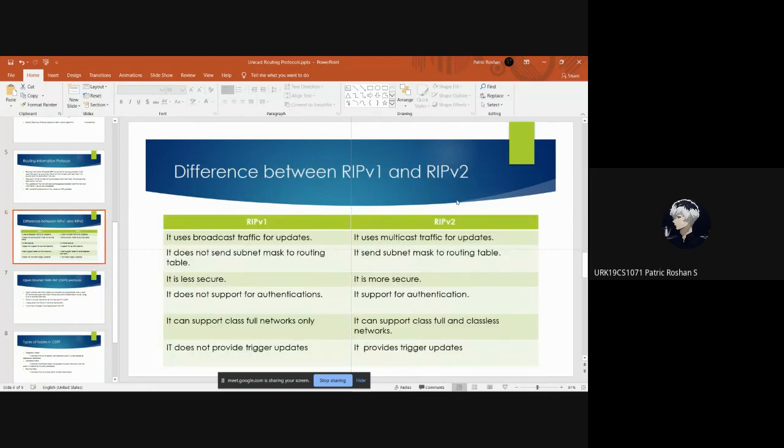Both are distance vector routing protocols, and both have the hop count limit as 15. So if it exceeds 16, it will count as infinity. And the administrative distance for RIP protocol is 120.